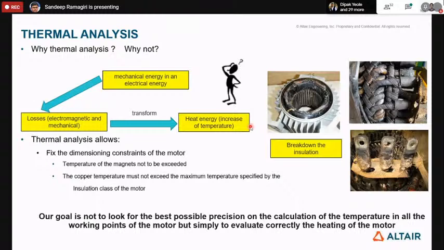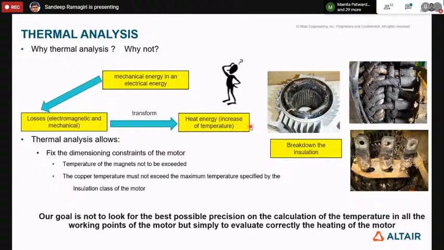Now we will move to another domain called thermal. So why do we need to do the thermal? Electrical rotating machines basically convert electrical energy into mechanical energy, because of which we will have some losses, and these losses are converted into heat, which is dissipated inside the motor, because of which we will have some temperatures at the magnets and also at the windings.